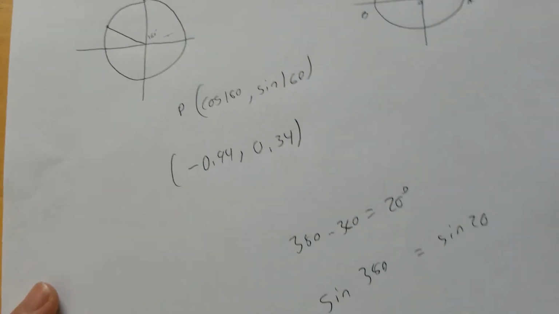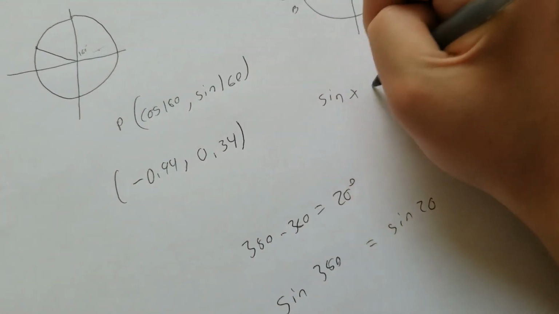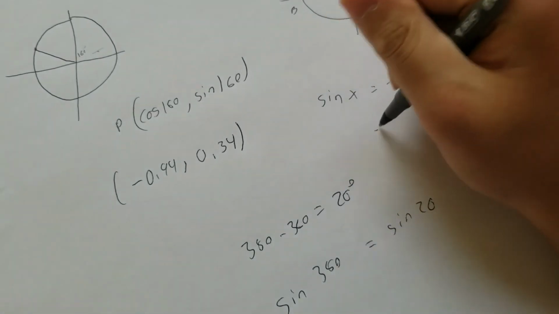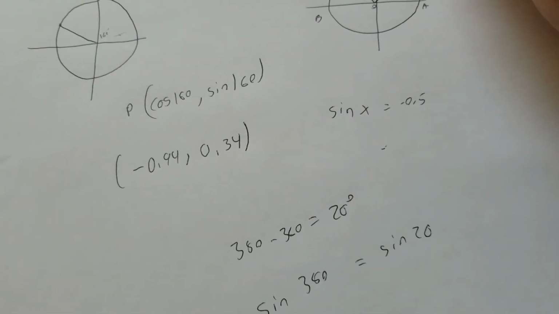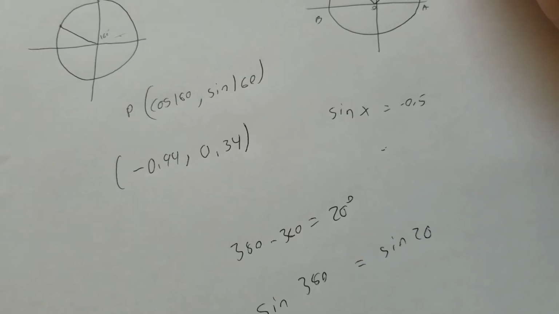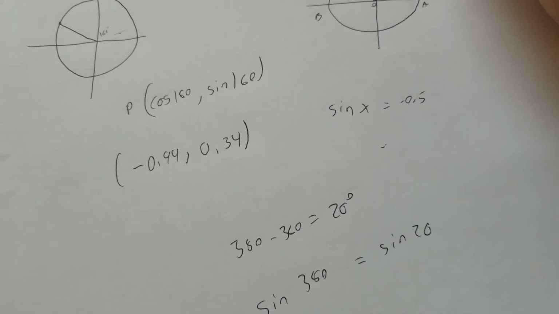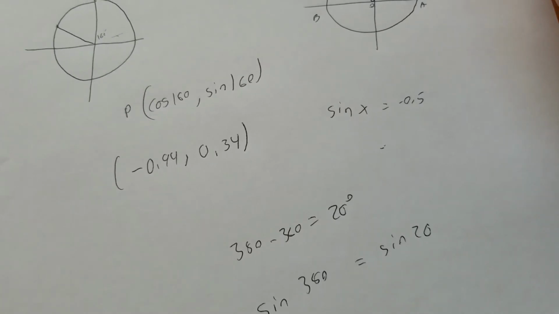So let's take, for instance, sine x equals negative 0.5. This also has a two-solution answer. So the line y equals negative 0.5 intersects the unit circle at P1 in quadrant 3 and P2 in quadrant 4. Just think about this in your head. These points correspond to the angles 210 degrees and 330 degrees.